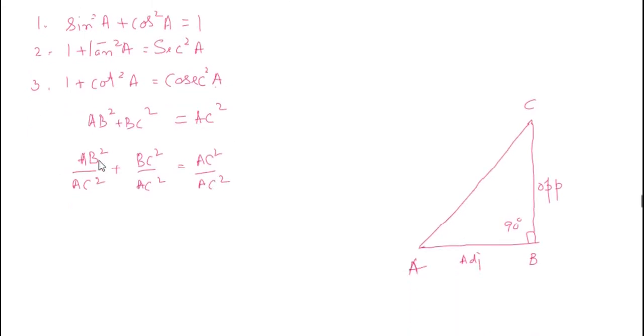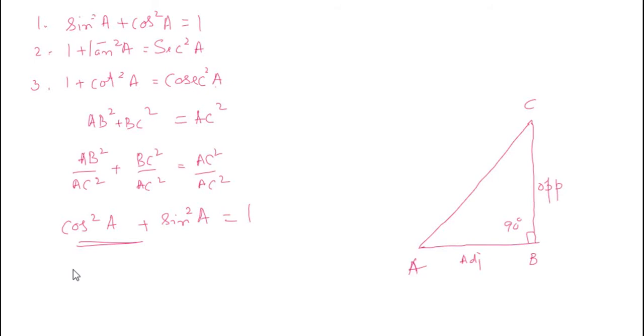Now AB square by AC square, or AB by AC whole square, it is cos square. Cos square of which angle? A. This is cos square A plus BC by AC whole square. BC by AC, opposite side by hypotenuse, whole square, that is sin square of angle A, that is equal to AC square by AC square, that is equal to 1. This is the first identity.